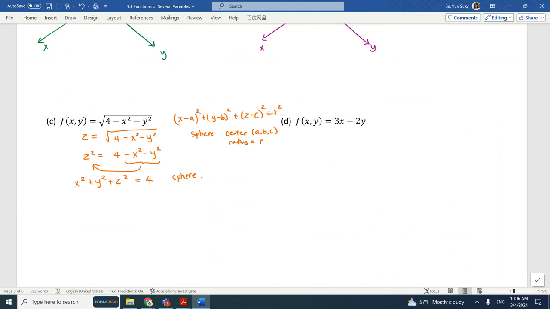And now you see the center is at the origin. What is the radius?